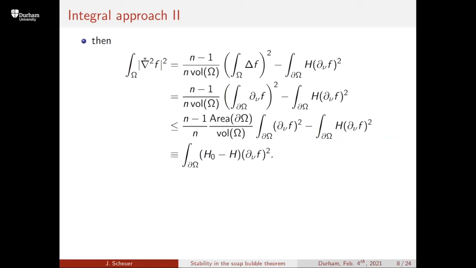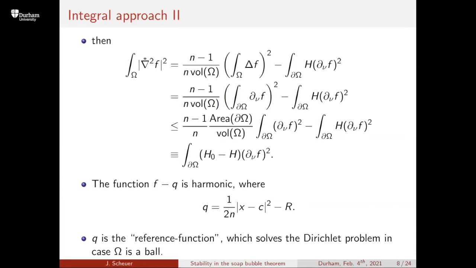And the key observation of Magnanini and Poggesi is now that the function f minus q is harmonic, where q is the reference function, which belongs to a ball, sort of, right? If you calculate the Laplacian of q, you will get one, because this is the squared distance to a point, the center c. So this function here, f minus q, is harmonic.